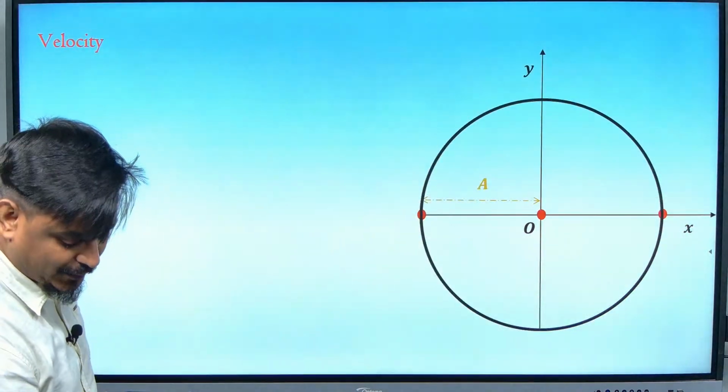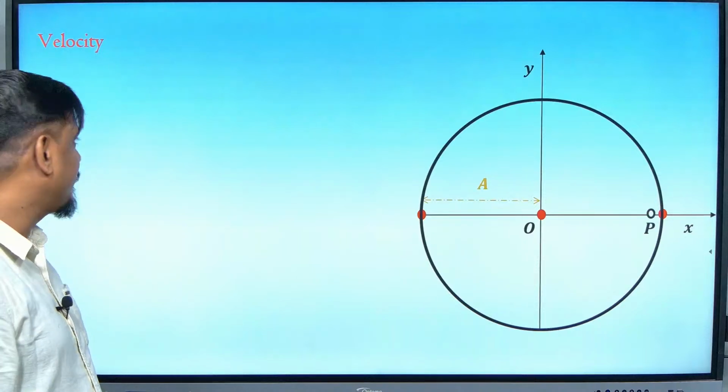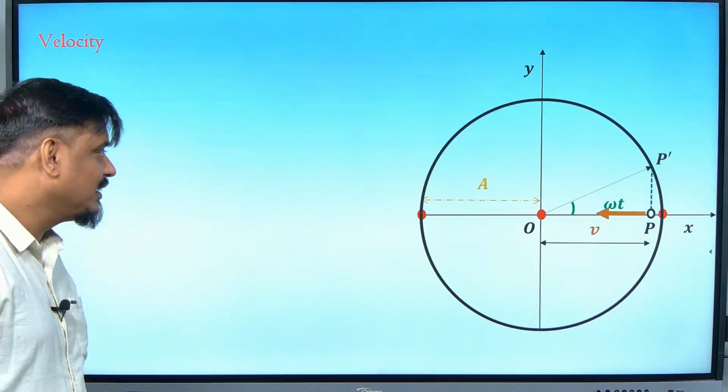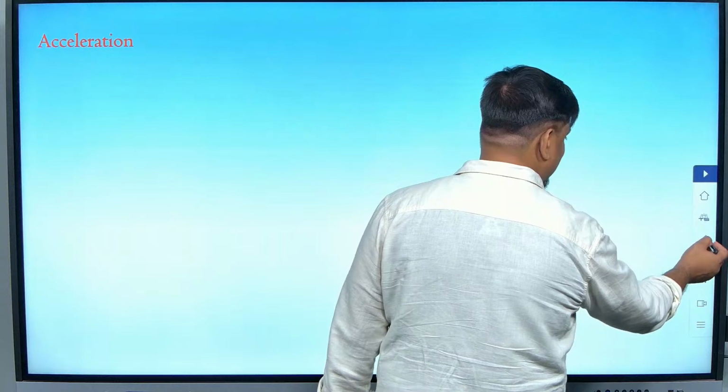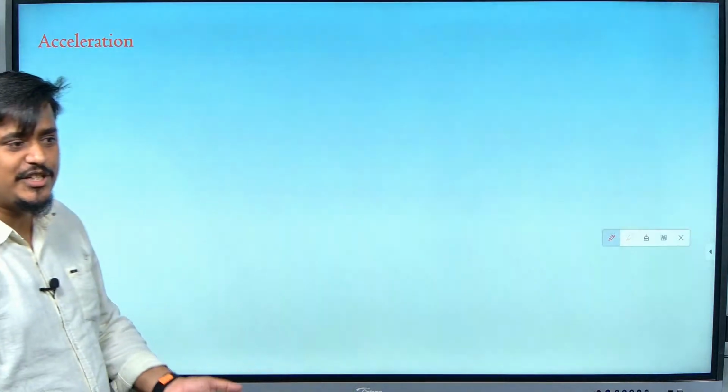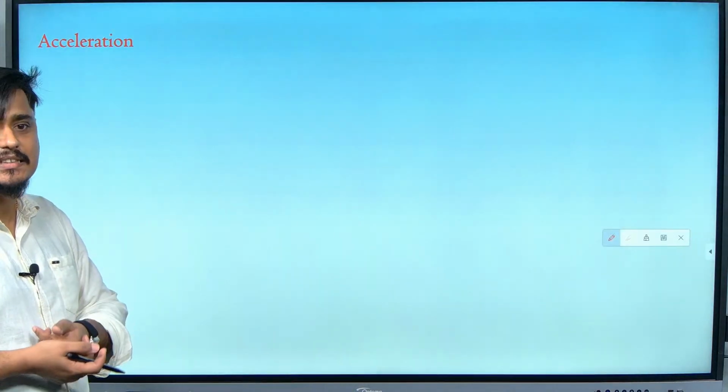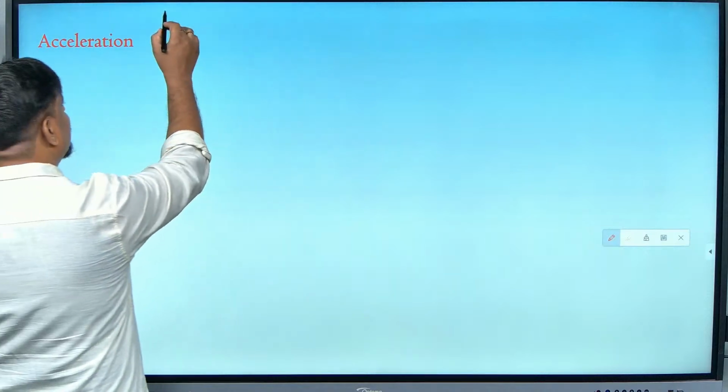Next is what? Equation of acceleration. Displacement we found, velocity we found. Now we are going to find the equation of acceleration. Why not? Very simple. Why very simple? Because already we have the equation of velocity. Differentiate velocity, what do you get? Acceleration, isn't it?